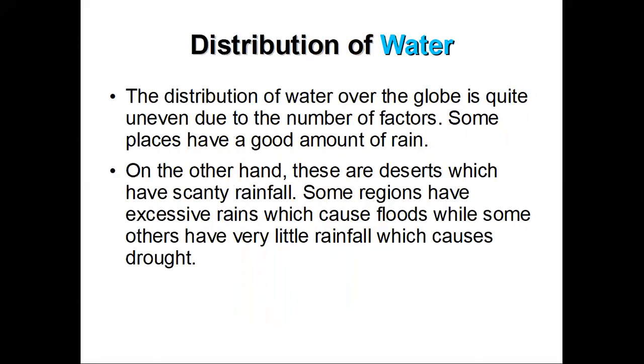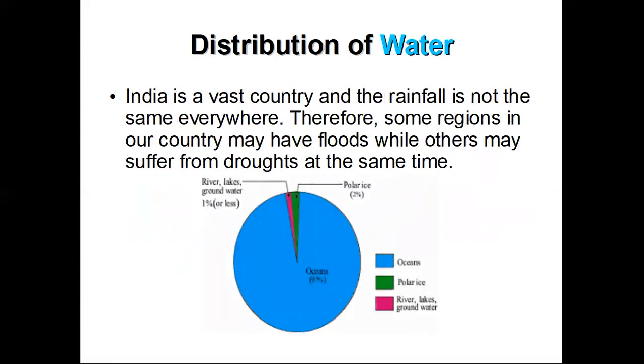Okay. Next comes distribution of water. The distribution of water over the globe is quite uneven. Like at some places there are deserts that have scanty rainfall, or some regions have excessive rainfall which causes floods, while others with very little rainfall suffer drought. And next, India is a vast country and the rainfall is not the same everywhere. Therefore, some regions in our country may have floods while others may suffer from droughts at the same time.